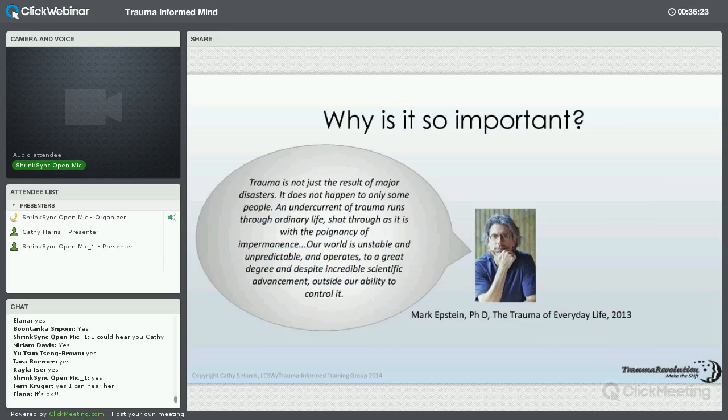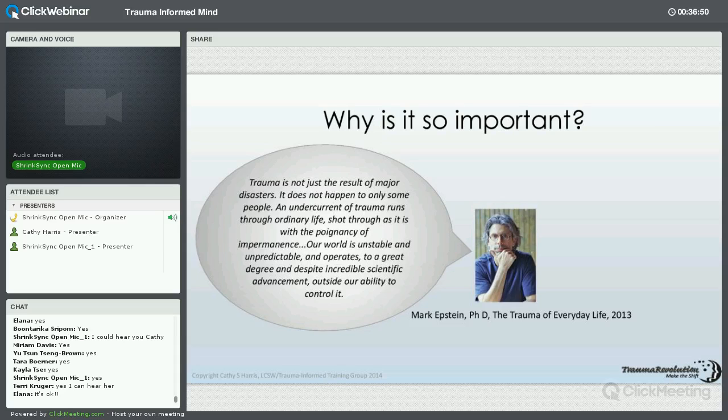Mark Epstein is actually an MD. PhD is wrong. He's a psychiatrist in New York City in private practice. He practices from a Buddhist viewpoint, and he wrote a book called The Trauma of Everyday Life a couple of years ago. He states that all of us are subject to trauma. We have to broaden our understanding of what trauma is in the first place. It doesn't only happen to some, it happens to all of us.